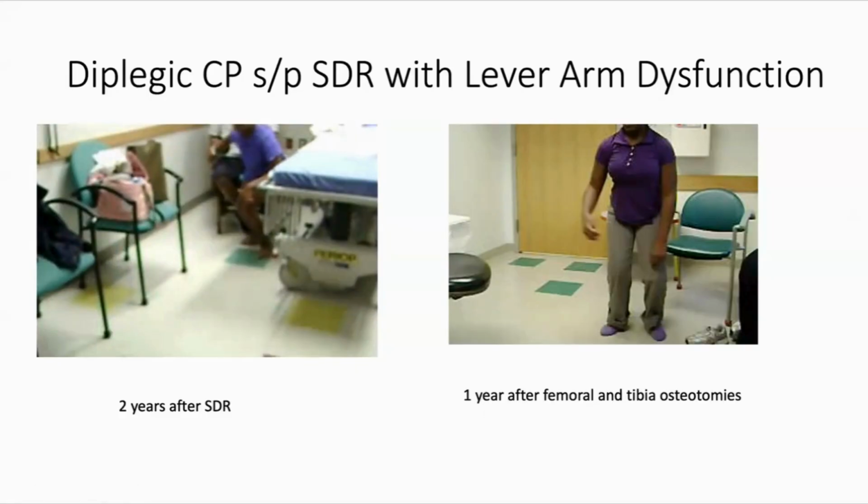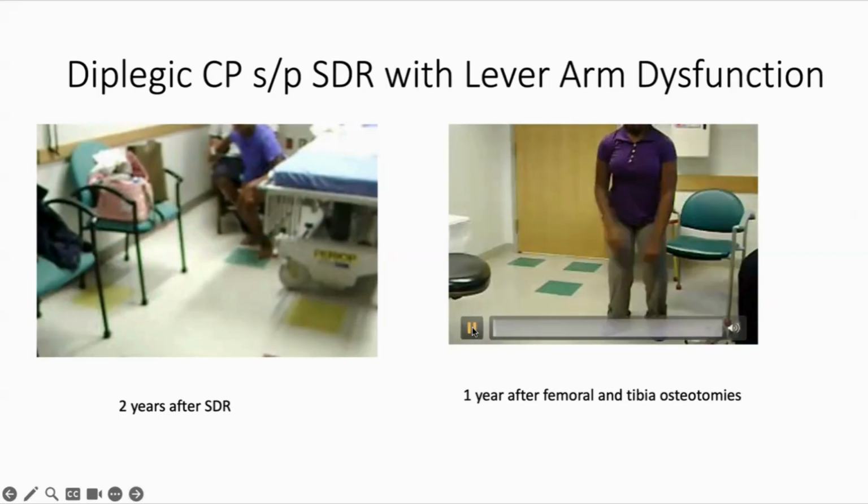When she hit her growth spurt, she was showing very severe crouched gait and crouch posture along with the liver dysfunction. And she had to go through femoral osteotomies and tibial osteotomies to improve her liver dysfunction. Let's take a look. She was at the time 12 years old.